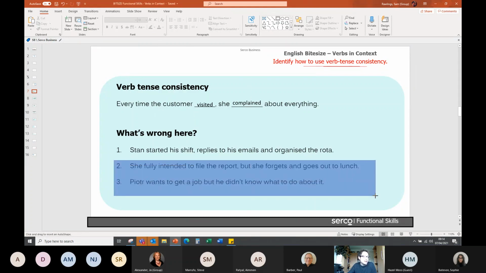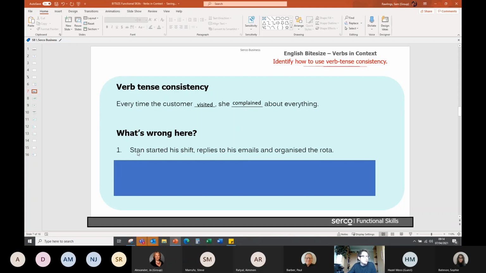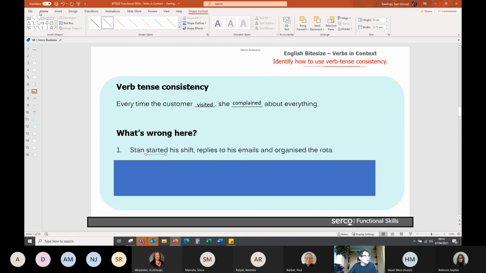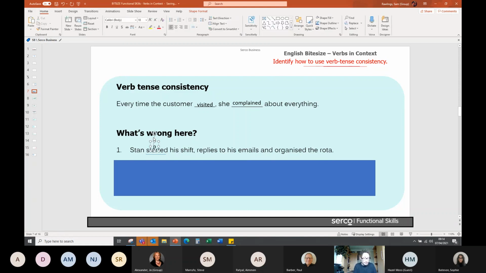Let's do number one together, first of all. So what would we change in this sentence to make it consistent, to make sure that our tenses are consistent? Yeah, good, Nige, well done. So Stan started his shift. So you can see that we've got this in the past.